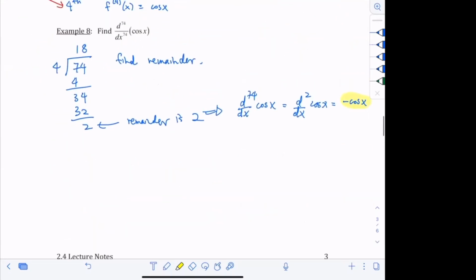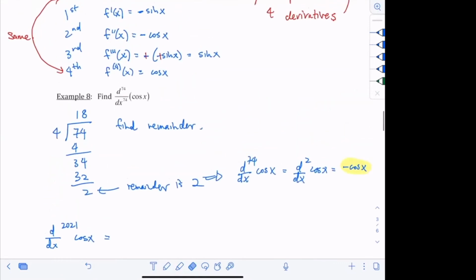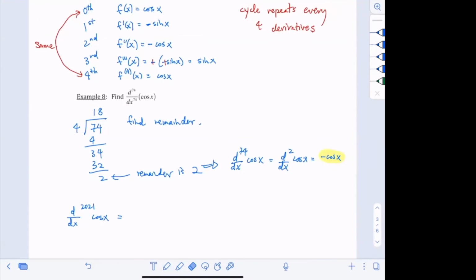Let me ask you one more bonus. If I wanted you to find the 2021 derivative of cosine of x, what would that be? Does anybody have any feeling? If you do, you could type your answer in the chat box. Jason says negative sine x. So does Joe. I agree. So does Rocky. I agree.